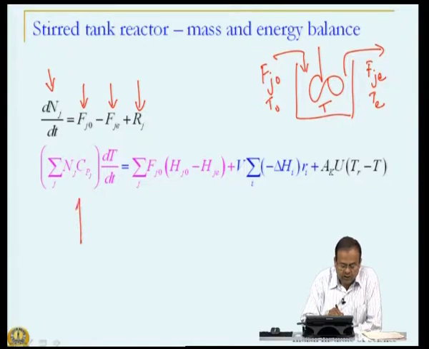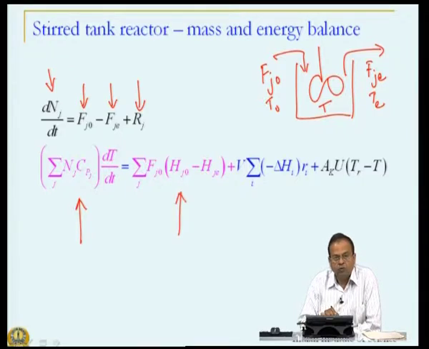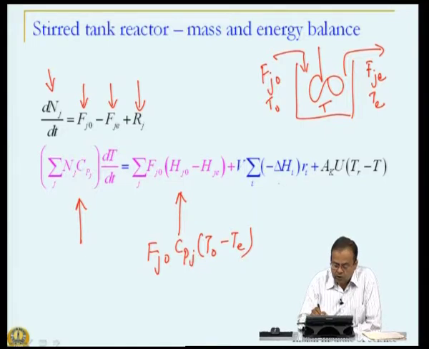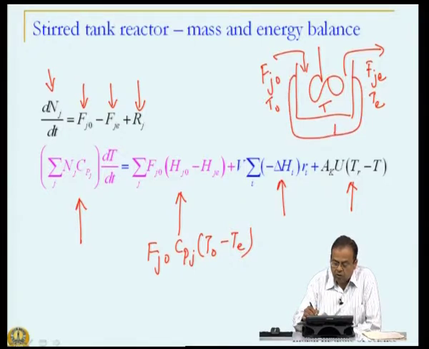Similarly, the energy balance has energy accumulation, and this is the convective enthalpy flow, which, assuming constant Cp, can also be written as T0 minus Te, a more familiar term. This is the contribution due to reaction and this is the heat addition to the system. Once again, we have a jacket having a cross area of coverage A, transfer coefficient U, so Tr minus T becomes our energy balance.